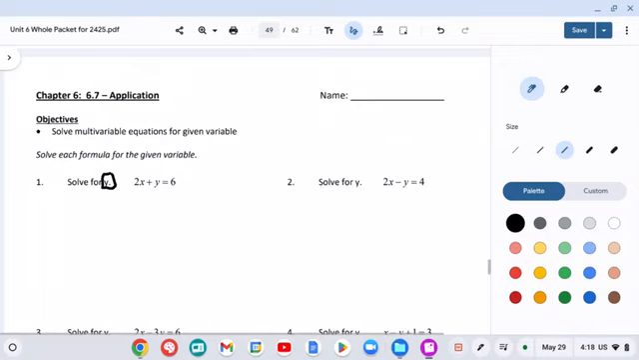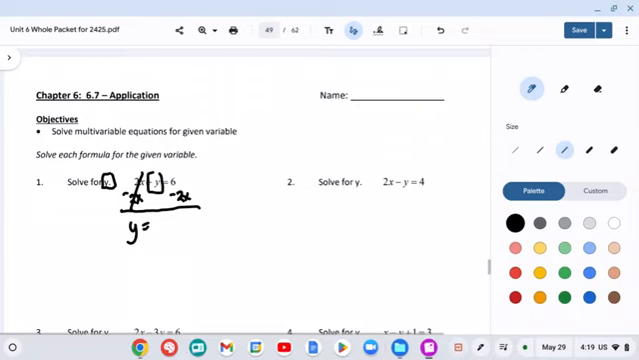So for number 1, it's an easy one because we're only having to do one step here. In order to get this y value, which is already positive by itself, we just have to subtract 2x from both sides. And when you subtract from both sides, it'll cancel out the 2x and the negative 2x on the left side. I'll be left with that positive y. On the right side, those two are not like terms, so you have to write them separately, the 6 and the negative 2x, so those two terms.